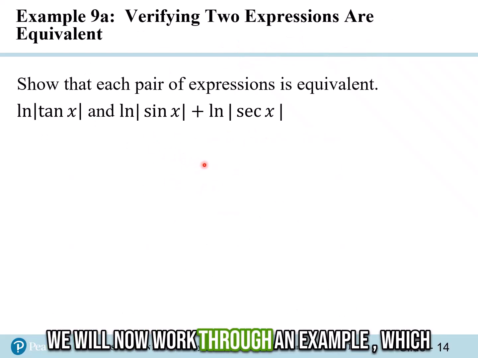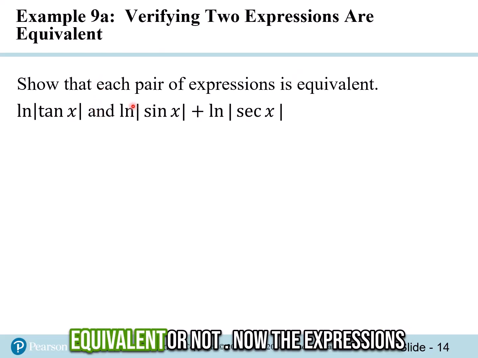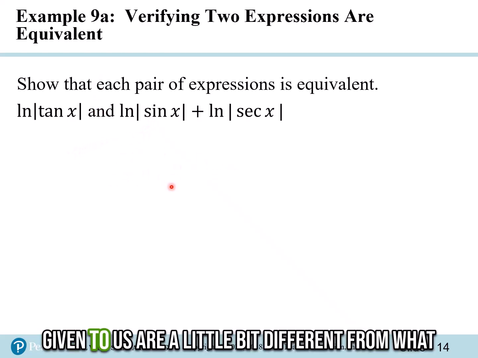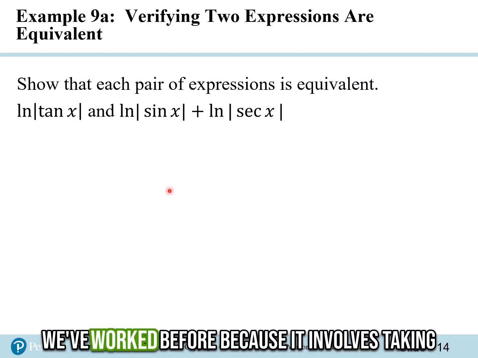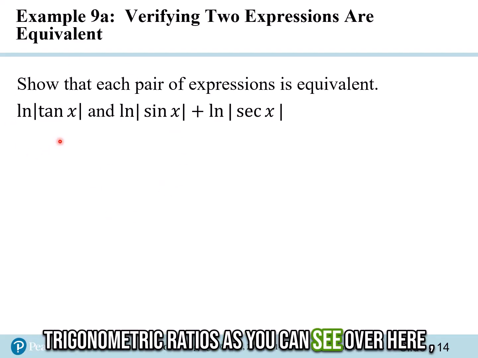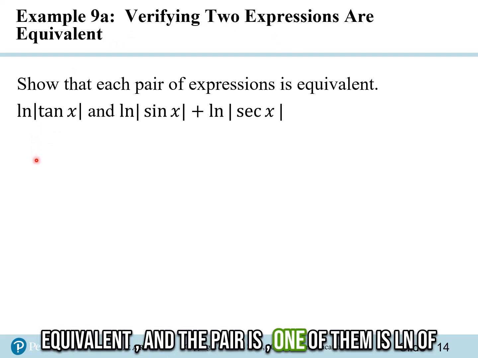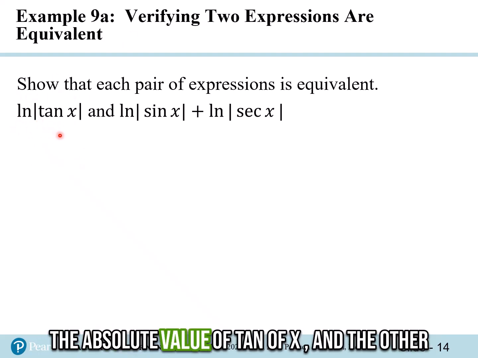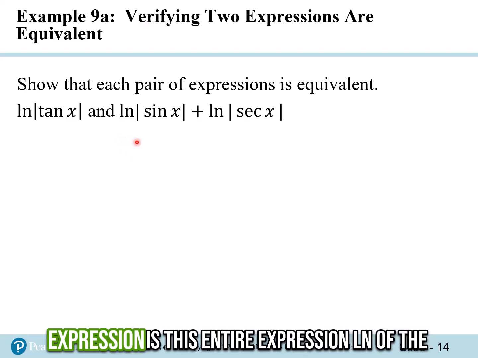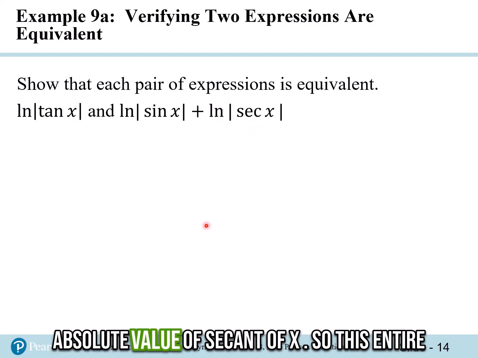We will now work through an example which is about verifying if two expressions are equivalent or not. Now, the expressions given to us are a little bit different from what we've worked before because it involves taking the natural logarithms of different trigonometric ratios. As you can see over here, it says show that each pair of expressions is equivalent, and the pair is, one of them is ln of the absolute value of tan of x, and the other expression is this entire expression ln of the absolute value of sine of x plus ln of the absolute value of secant of x.